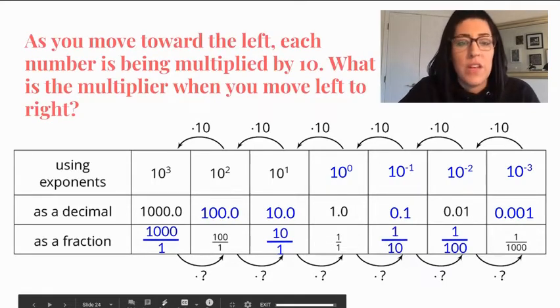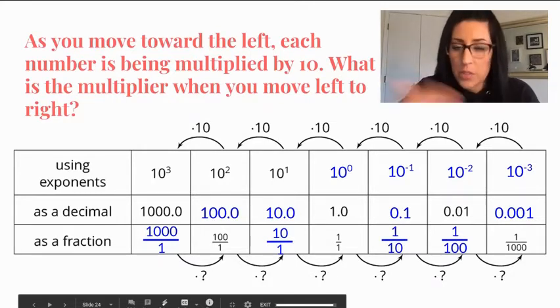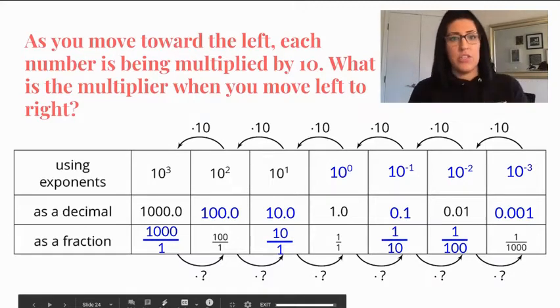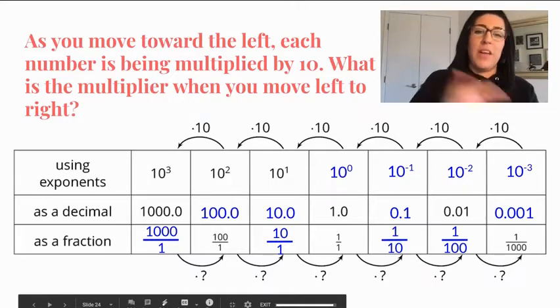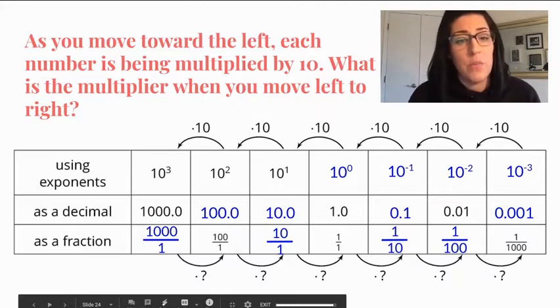So now that we've done that component, as we move toward the left, each number is being multiplied by 10, as I already stated. But what is happening, what is the multiplier when you move left to right? So I said there's this relationship. We know that if we're multiplying from right to left, you might have seen it as division, but they're asking for the multiplier.